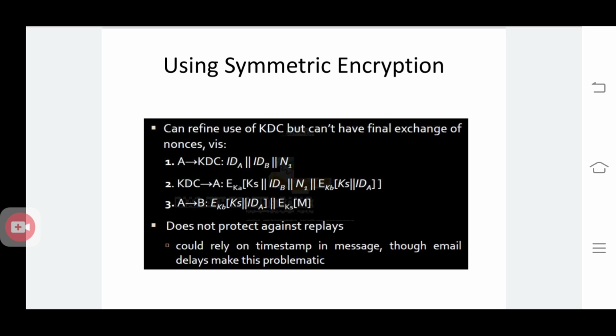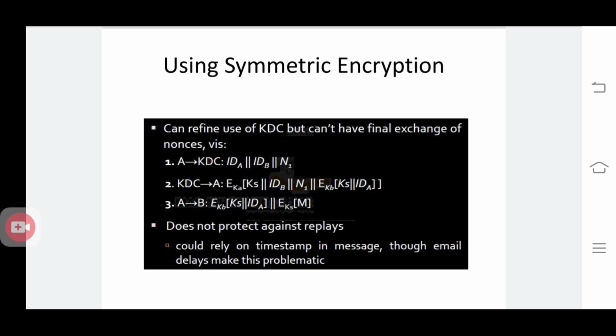For symmetric encryption, we are using a KDC mechanism, but they are not used for the final exchange of nonce. So there will be communicating parties A, B, and along with them there is a key distribution center. A is sending the identity of A and B and a nonce value to the KDC. KDC then sends a session key to A. Then by using that session key, A and B communicate. That is the main procedure behind this purpose.